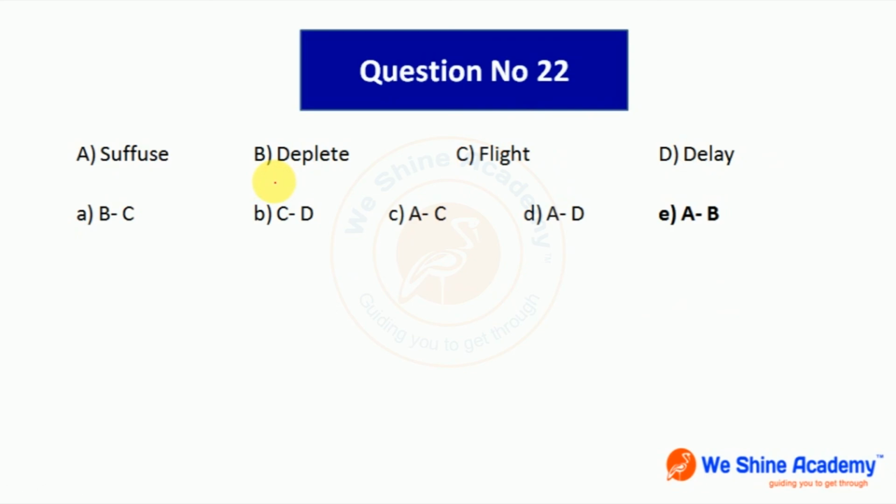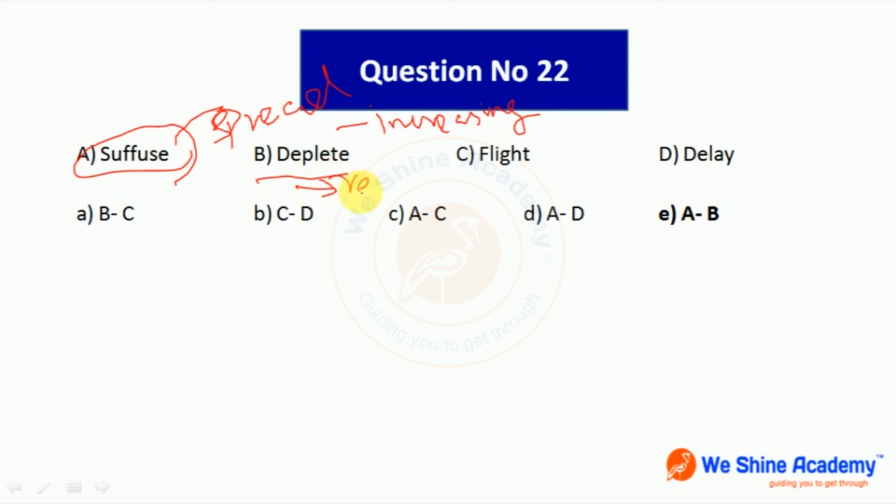Question 22. Suffuse, deplete, flight and delay. Okay. Suffuse is nothing but spread. Spreading is increasing. We can say as increasing. Deplete means reducing. These two words are entirely opposite in meaning. Flight is flying, delay is late. So the answer is option E, A, B are opposite in meaning.